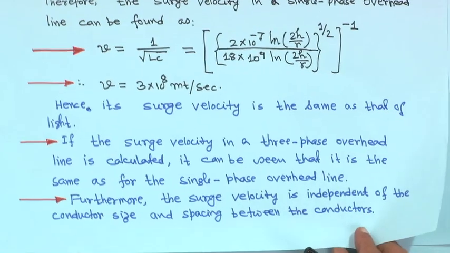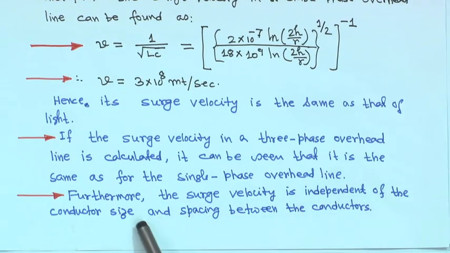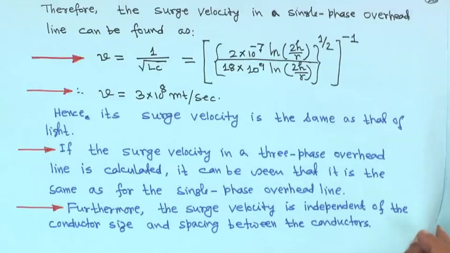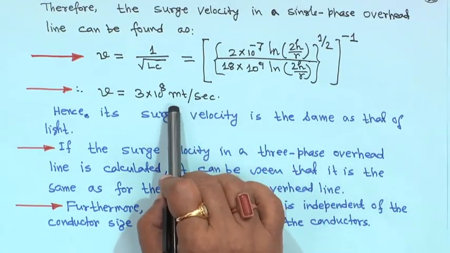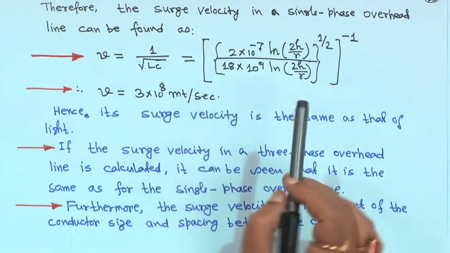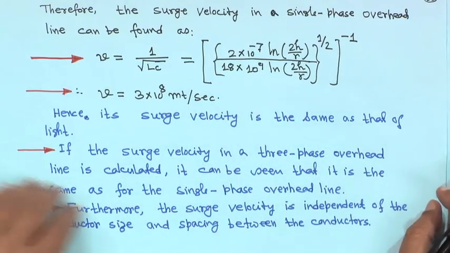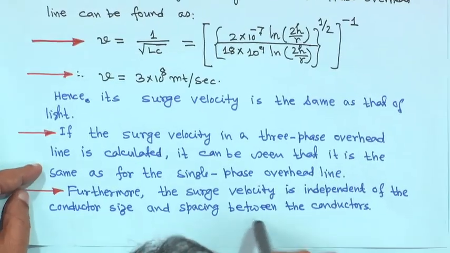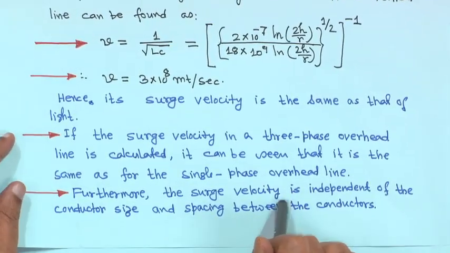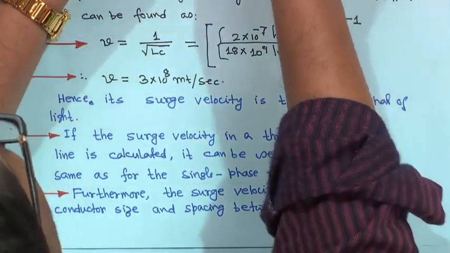So, furthermore, the surge velocity is independent of the conductor size and spacing between the conductors, because this is a direct calculation: 3 into 10 to the power 8 meters per second. So it is neither a function of conductor size nor of spacing. It is independent of the conductor size and spacing between the conductors, right.